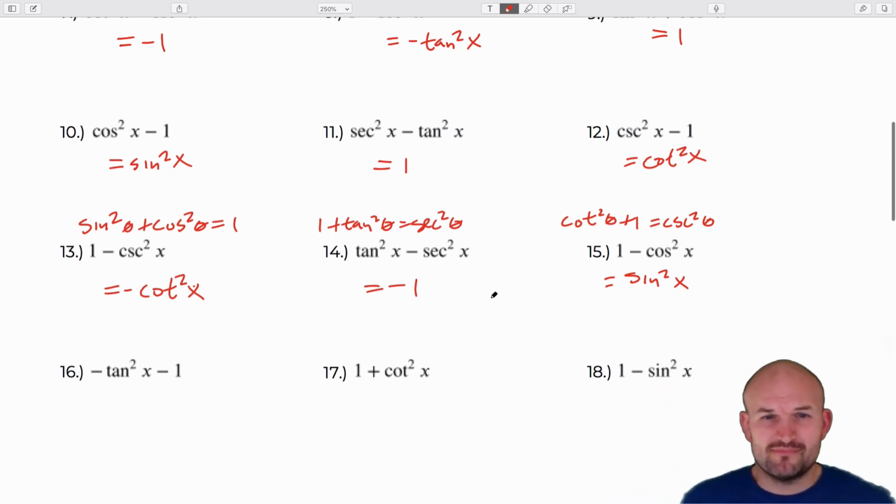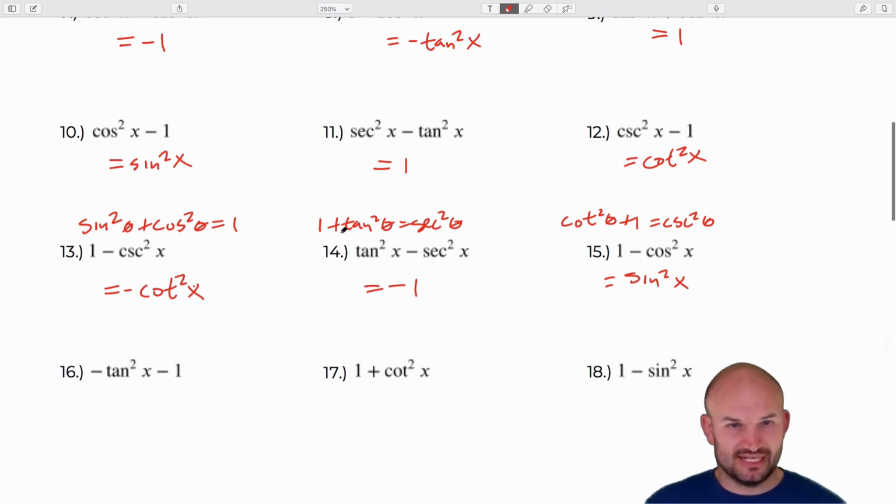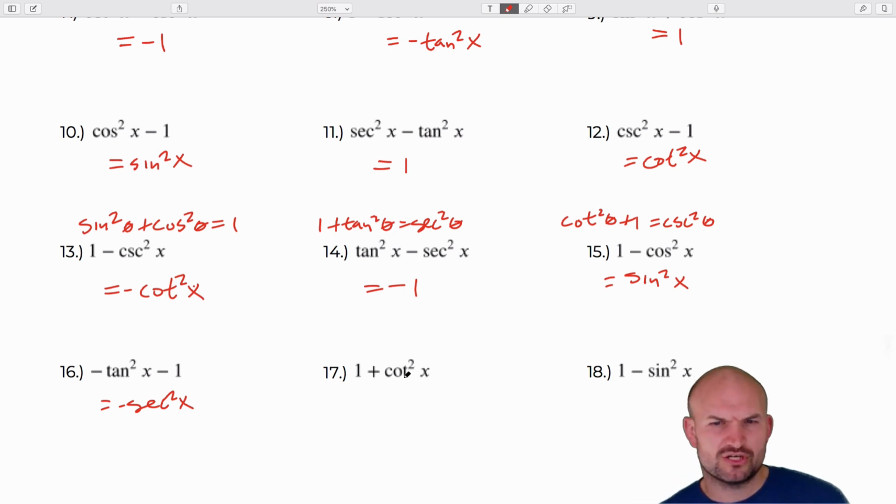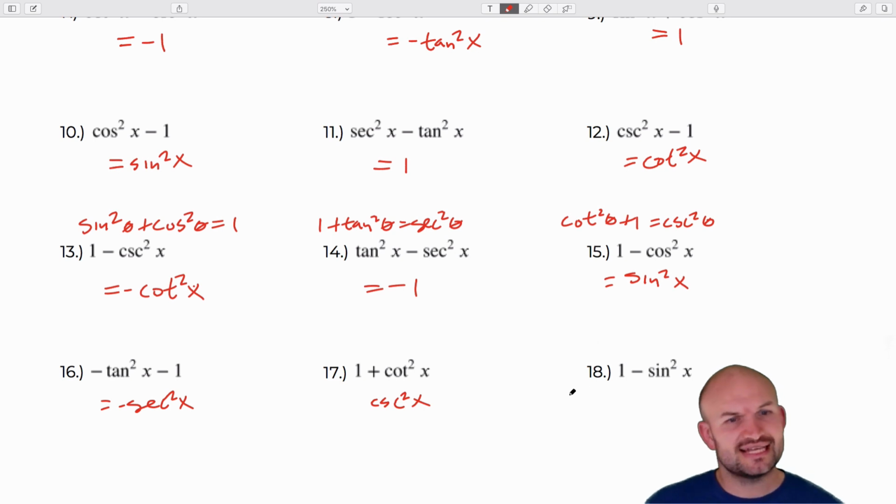Negative tangent squared minus 1, so that means I need to subtract the tangent squared and subtract the 1. That's going to leave me with a negative secant squared of x. 1 plus cotangent squared, that's cosecant squared of x. And 1 minus sine squared is just going to equal cosine squared of x.